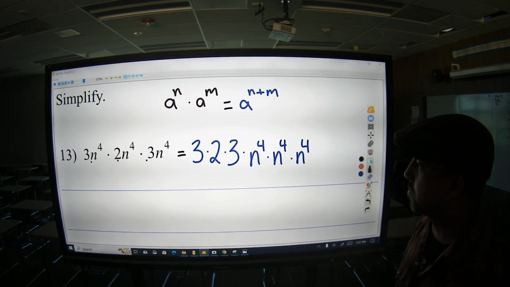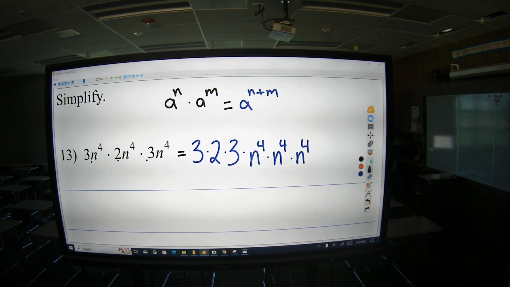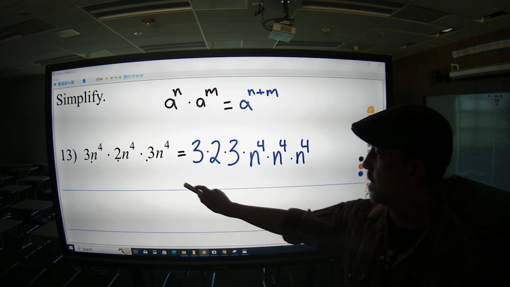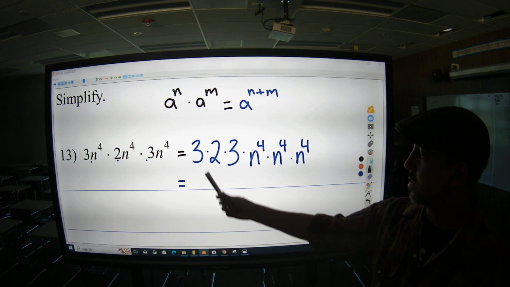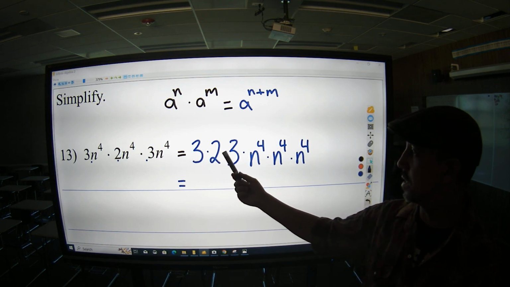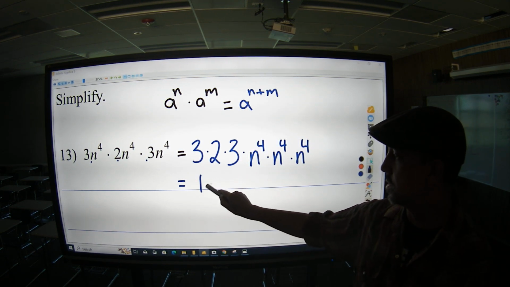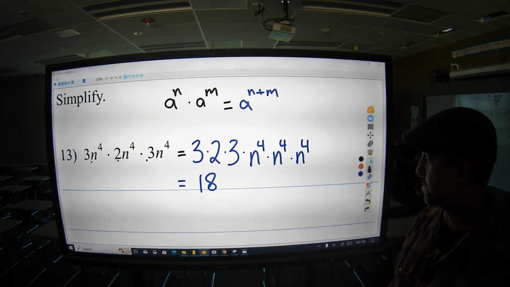All we really did was rearrange it. We haven't really simplified anything yet, but I'm going to try to use this to point out what's happening here before we get done with this example. 3 times 2 is 6, and 6 times 3 is 18. So we should have 18 as our coefficient.